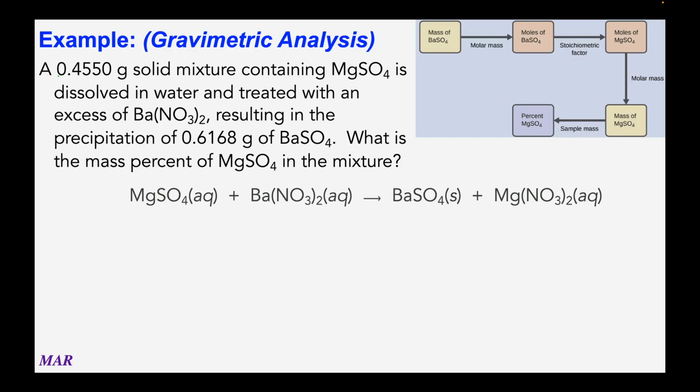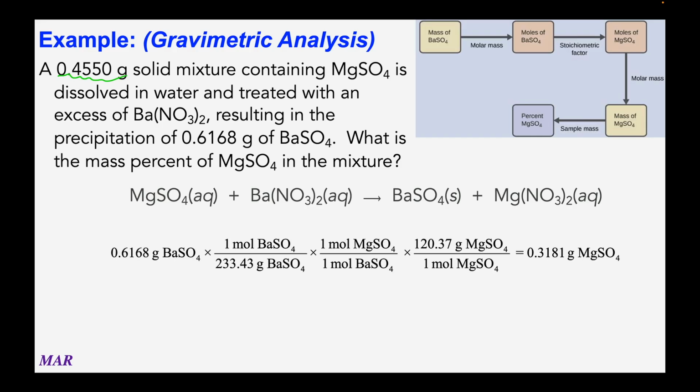And I will just about guarantee that it's going to be less than 0.4550 grams, because that's a mixture. It's not pure magnesium sulfate. So the percent magnesium sulfate will be the grams of the pure MgSO4 that we calculated based on barium sulfate, divided by 0.4550 grams, multiplied by 100. Good to go. So let's see what the math looks like. At this step, we're turning grams of barium sulfate collected into grams of magnesium sulfate in the original mixture. Grams to moles to moles to grams.